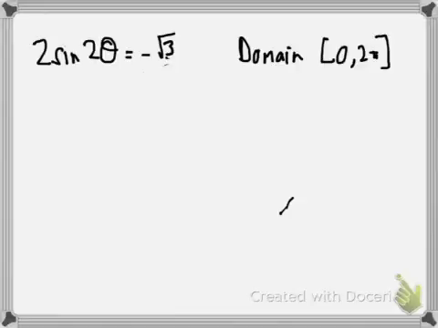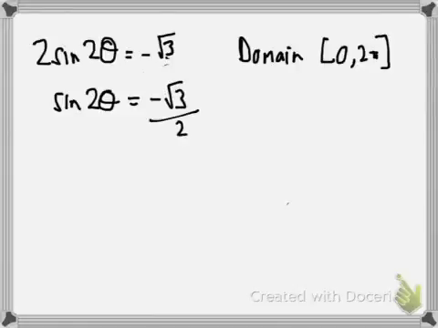So the first step here is we're going to divide through by 2. Before we embark upon these trig equations, always look for those sort of things first before we go any further. So there we go. Sine 2 theta equals negative root 3 on 2. Okay, so now we're going to look for our basic angle.